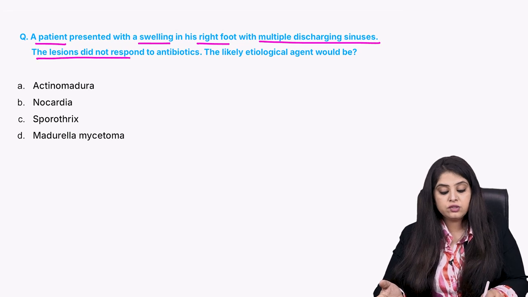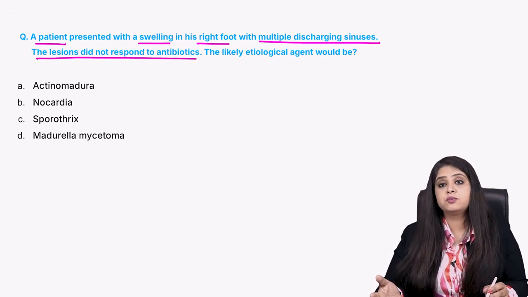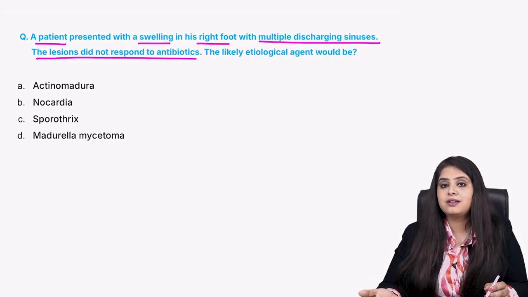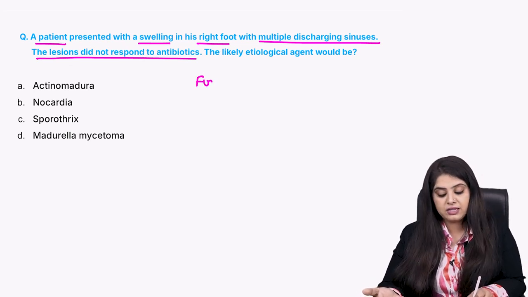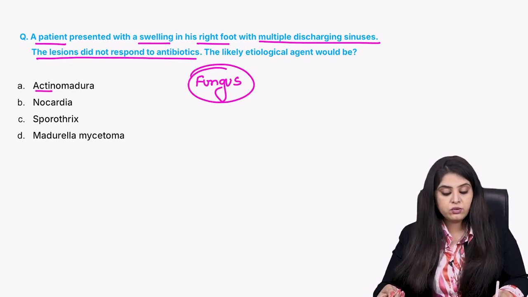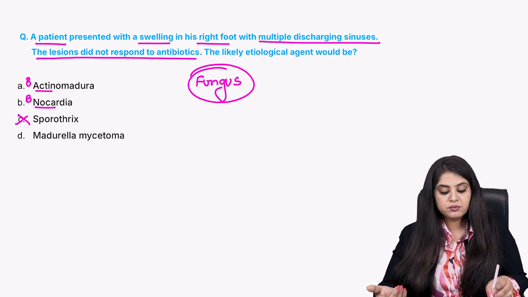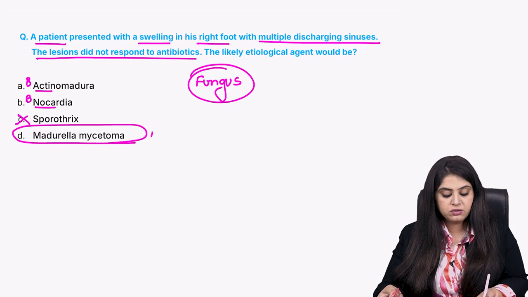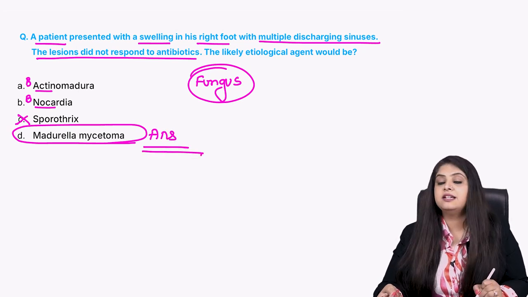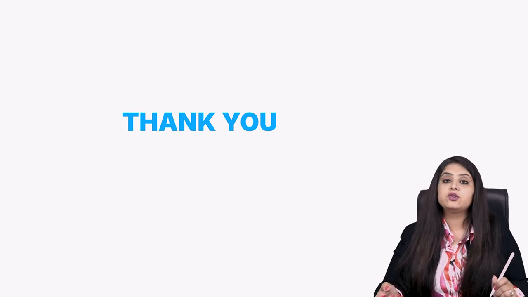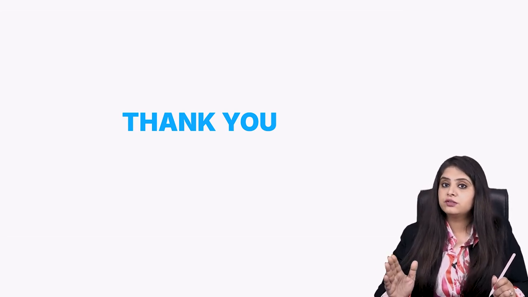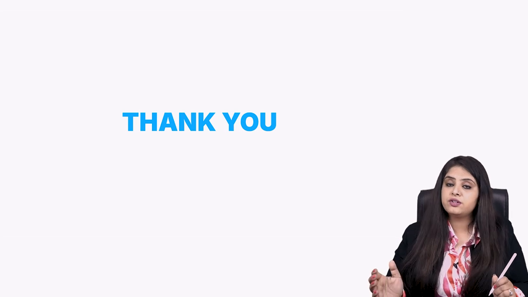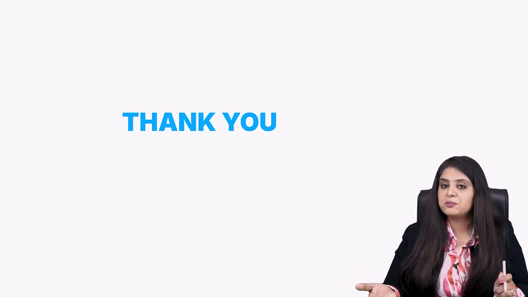The lesion did not respond to antibiotics. Now this is obvious. If it would have been a bacteria, it would have responded to antibiotics. If it is not responding to antibiotics, I am more commonly going to think of a fungus. Over here, Actinomyces is a bacteria, Nocardia is a bacteria, Sporothrix is a fungus, but Sporothrix doesn't cause this kind of a Madura foot. The only one that can cause it is Madurella mycetomatis, and that is the answer over here. Well, with this, you finish off two very important classifications, that is superficial and subcutaneous, and now you're ready to take on the next one, that is the dimorphic fungus.